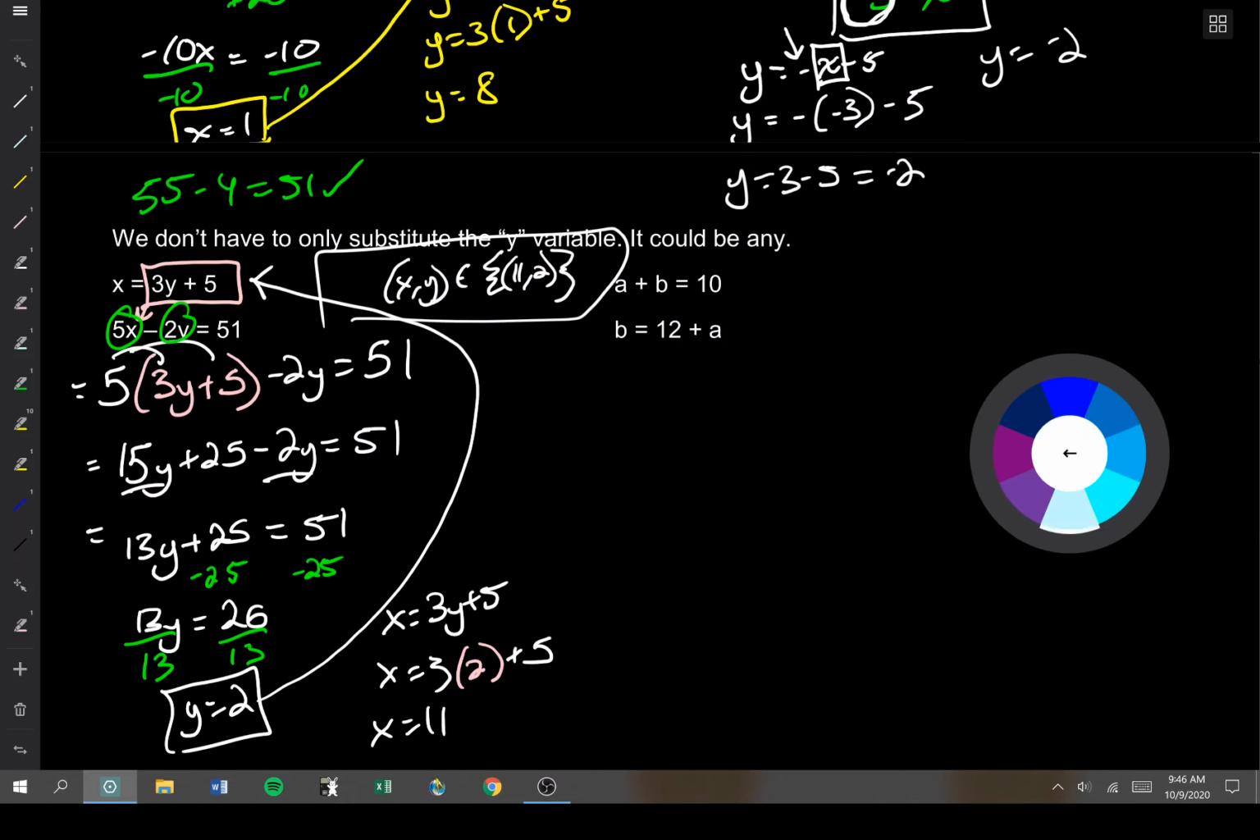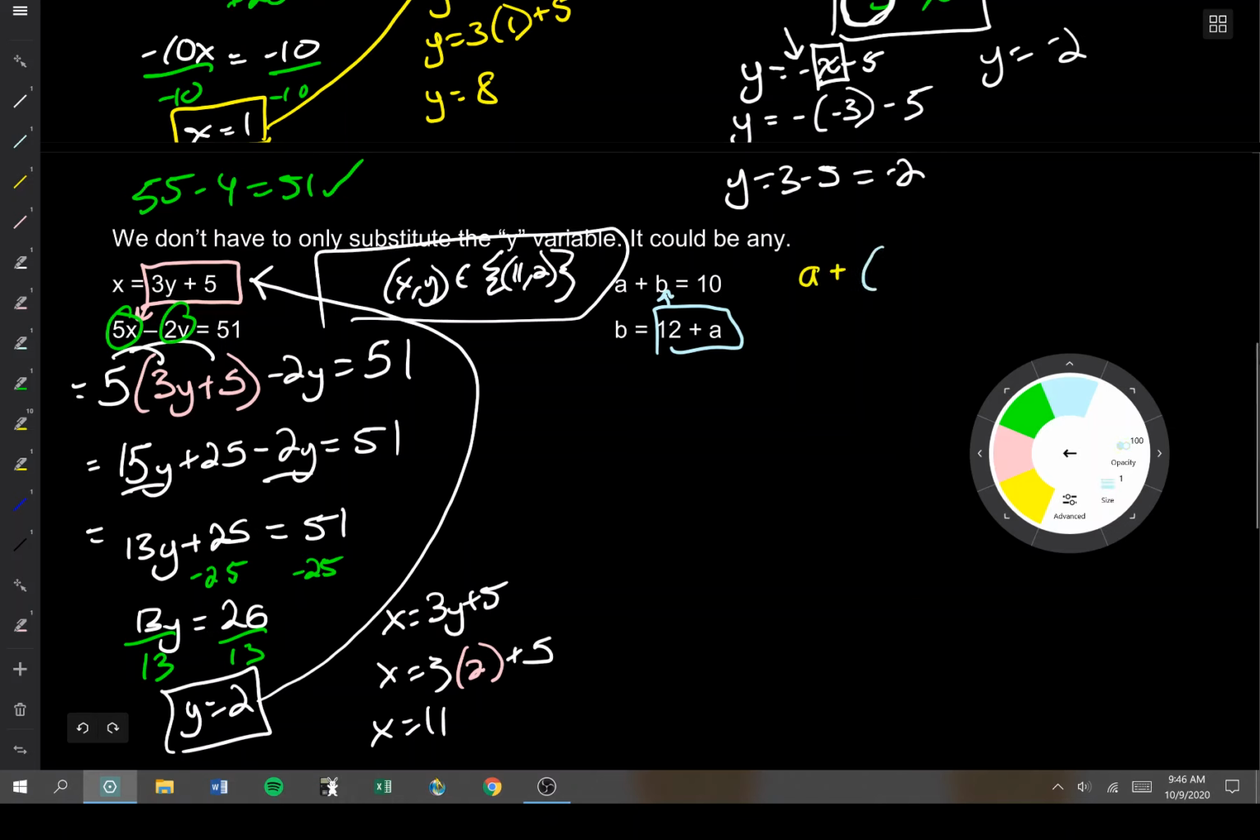Last one. I'm going to look here and decide which variable is best to substitute. Since this b is already by itself, I'm going to take the fact that b equals 12 plus a and plug it into the other b. You're always plugging in for the same letter, letter for letter. B plugs into b, x for x, y for y, whatever it is. So this becomes, let's go with some yellow here, a plus 12 plus a equals 10.